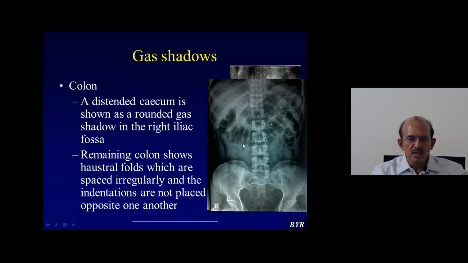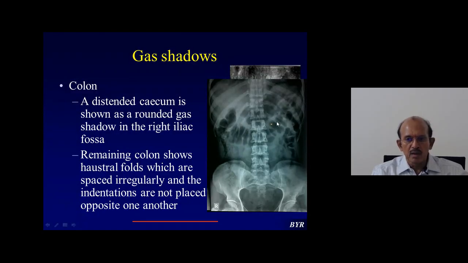So these are the haustral shadows. You can see there is septation here. The septation stops here. There is one more septa from this side. So there are multiple septae, but centrally you can see the air shadow. That means these striations are not passing from one border to the other border.